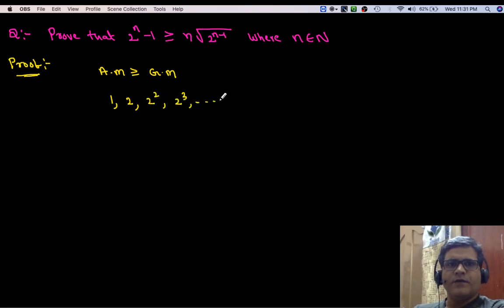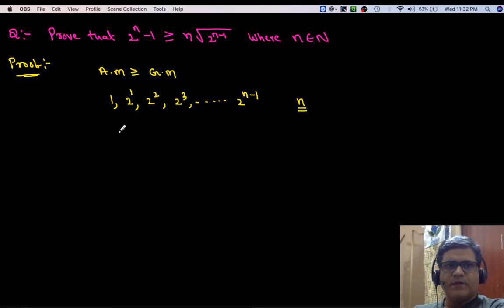2 cube, etc. up to 2 power n minus 1, because here n is there. Therefore how many numbers are there here? 1, 2, 2 square, 2 cube, etc. up to n minus 1, 1 to n minus 1, n minus 1 numbers, including 1, n minus 1 plus 1, that is total number of numbers are n. So apply arithmetic mean is greater than or equal to geometric mean for these n numbers.